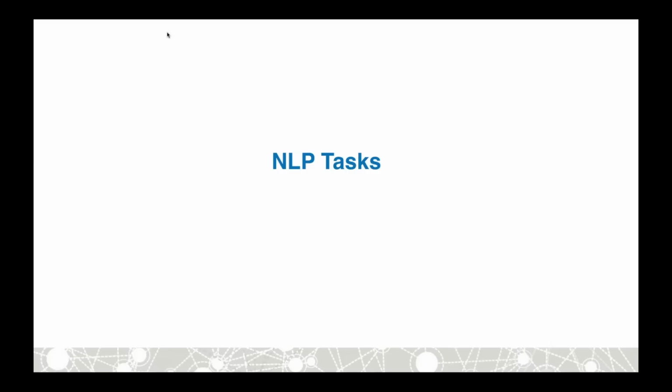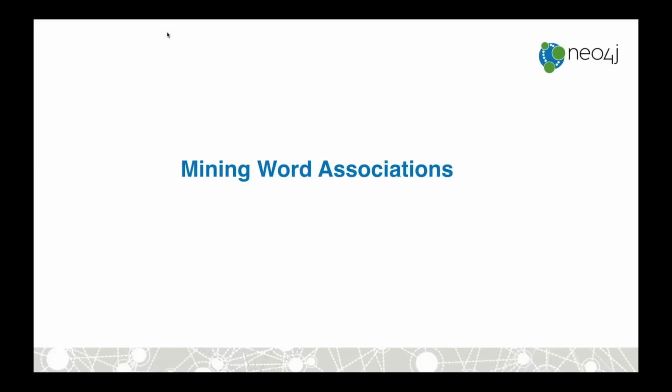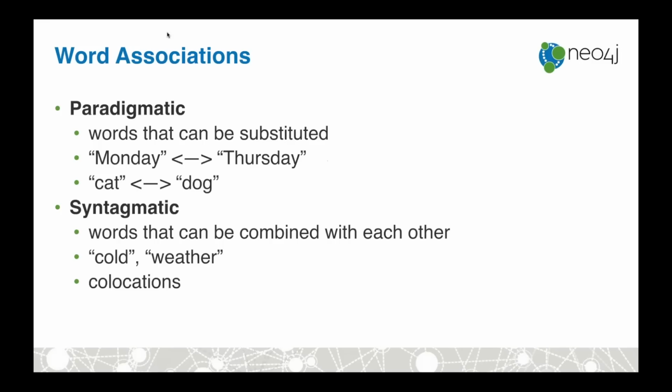Okay, great. So that is our basic text adjacency graph. We're going to be using that data model as we go through some natural language processing tasks. And the first task that we're going to look at is mining word associations. So what do we mean by that?